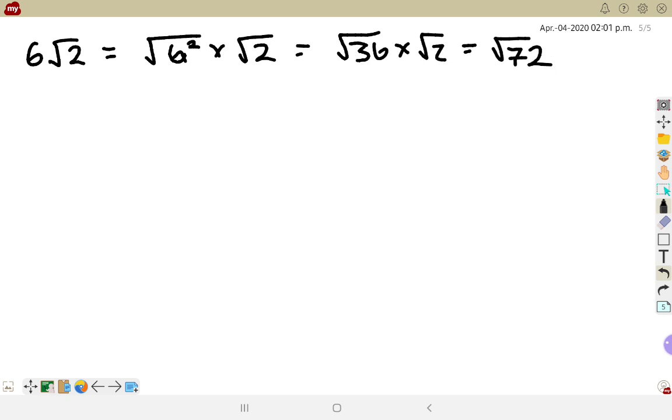Okay, let's try a harder one. I'll throw in a fraction as the coefficient. Let's see what happens with a fraction.